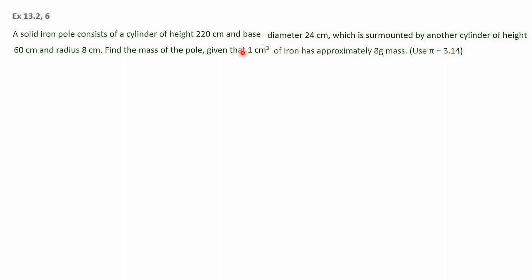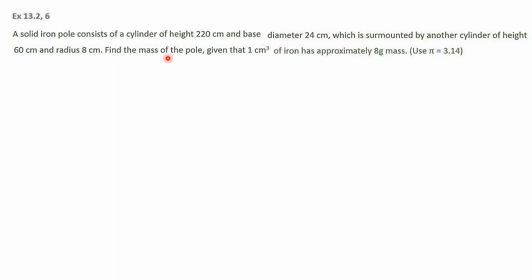Let's go through the question again. A solid iron pole consists of a cylinder of height 220 and diameter 24. Here, solid iron pole means a pipe or post, we can say, consists of a cylinder, and the dimensions are given here, which is surmounted by another cylinder. Means there is a cylinder and on top of that another cylinder is there, and the dimensions are 60 and 8. When you compare the dimensions, the first one is the bigger cylinder because the dimensions are big, and the second one is a smaller cylinder. Here the dimensions are smaller when we compare it with the first one.